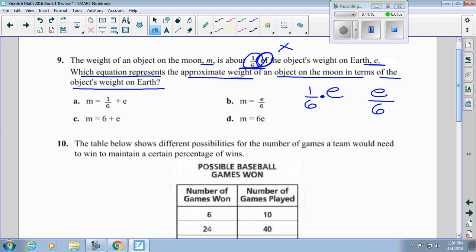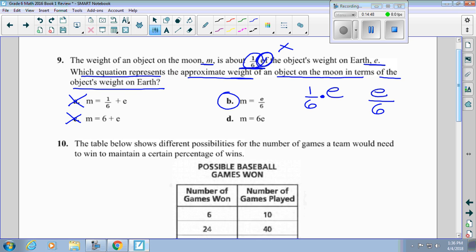That's really all you're doing. So your moon weight is going to be choice B, your Earth weight divided by 6. Choice A is saying that your moon weight is if you take your Earth weight and add 1/6 to it, which just doesn't make sense. And choice C, you're going to say, here's your weight on Earth, just always add 6 pounds. That doesn't make sense either.